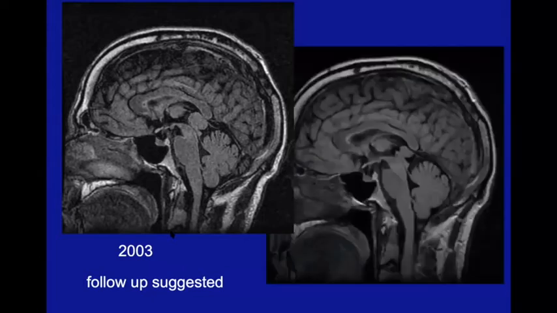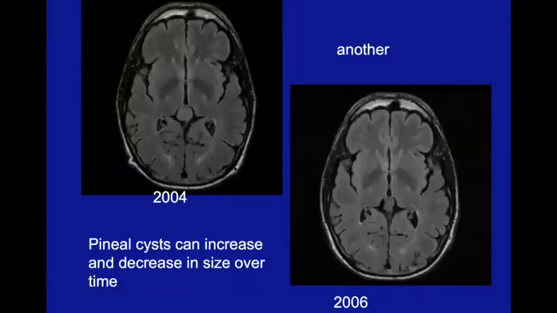Here's another patient. Here's a pineal cyst. Follow-up was suggested. This was in 2003. Here they are in 2006. The expectation, I think, was that this might increase over time, but you notice that it decreased in time. So this has been shown in the literature, that these cysts vary in size over time, and so they can get larger, but they can also get smaller, as was the case here. So again, this is another variation of pineal cyst.